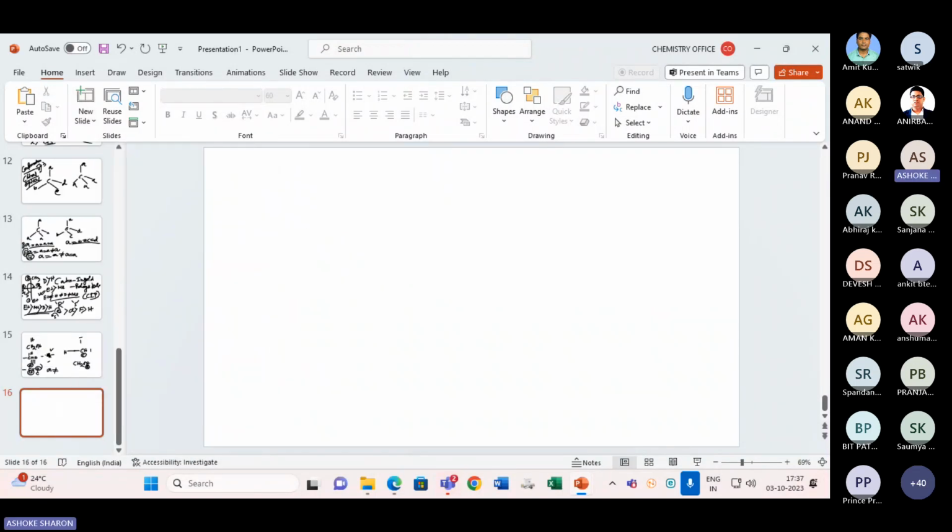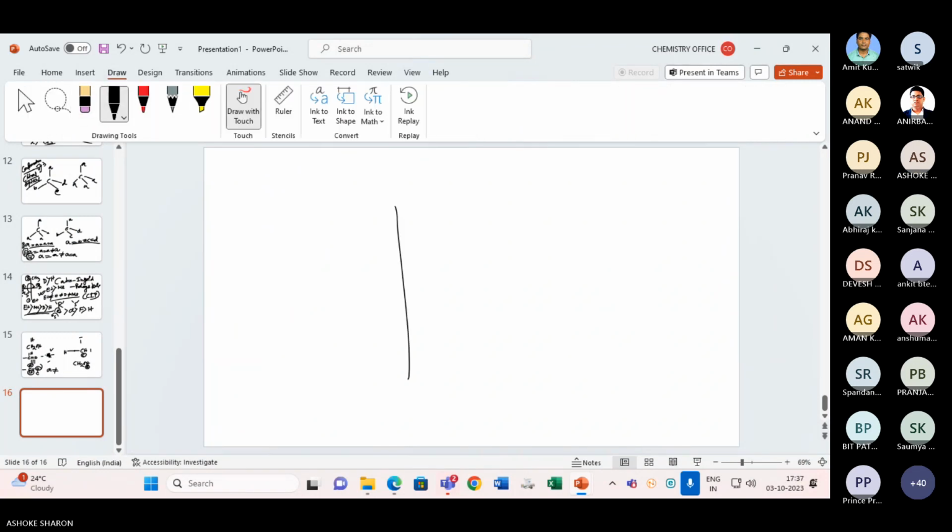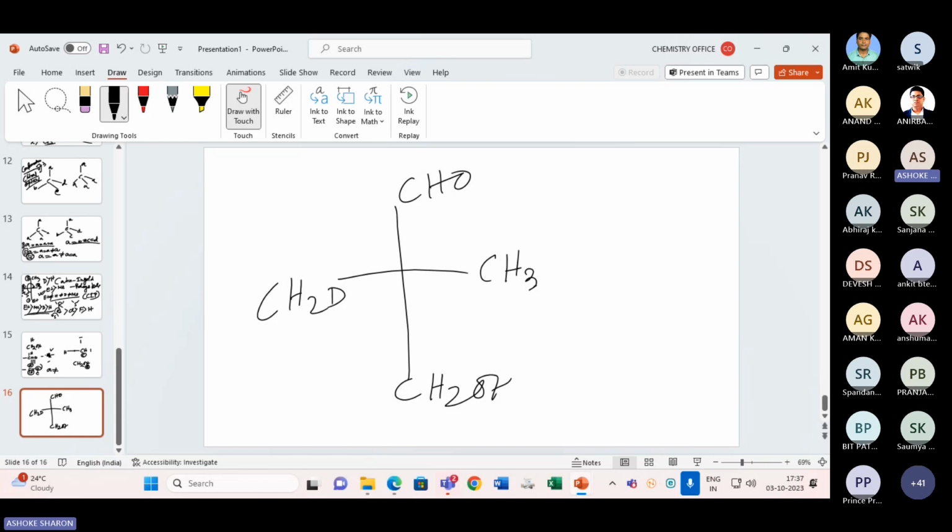Okay, so this is the molecule. This is the molecule I have drawn here: CHO, CH2OH, CH3 and CH2 deuterium. If you forget about the previous one, because that is deleted, so I did not remember.